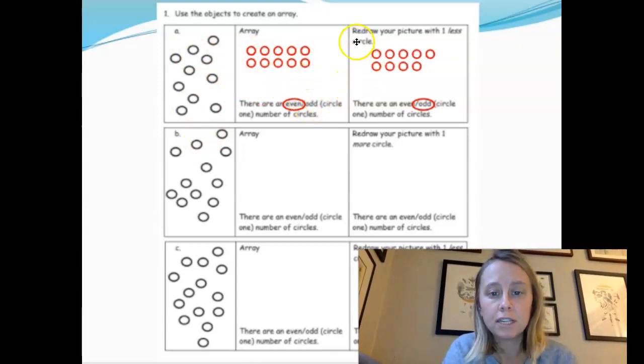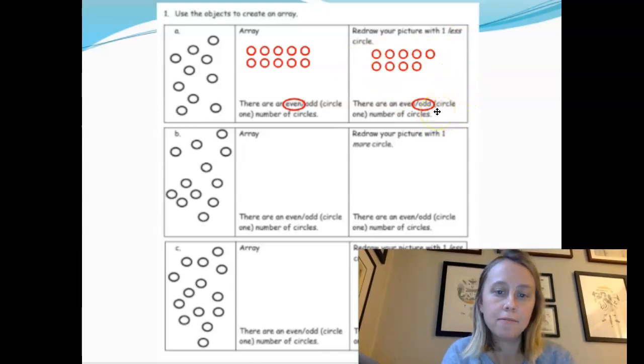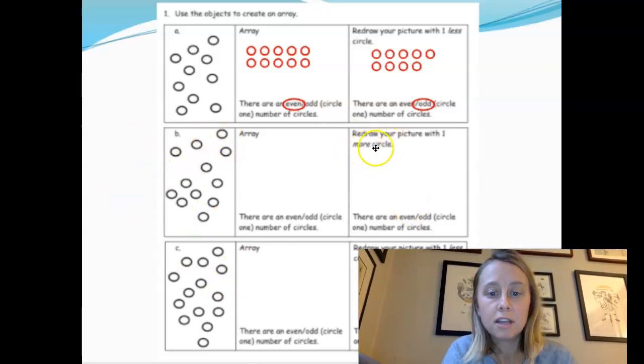Then there's a direction over here. Redraw your picture with 1 less circle. So I redrew the same picture, but I took 1 away. Now my number is 9, and that's odd, so I circled odd. So that's exactly what you guys are going to be doing. You're going to be creating an array with these, and then following the directions, either adding 1 more circle or taking 1 away.